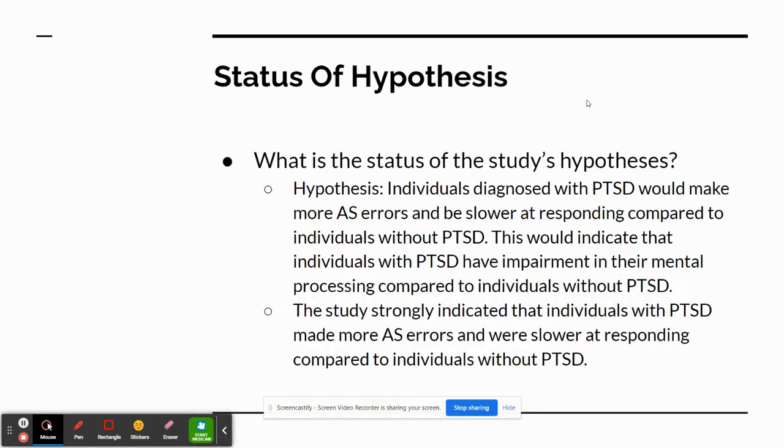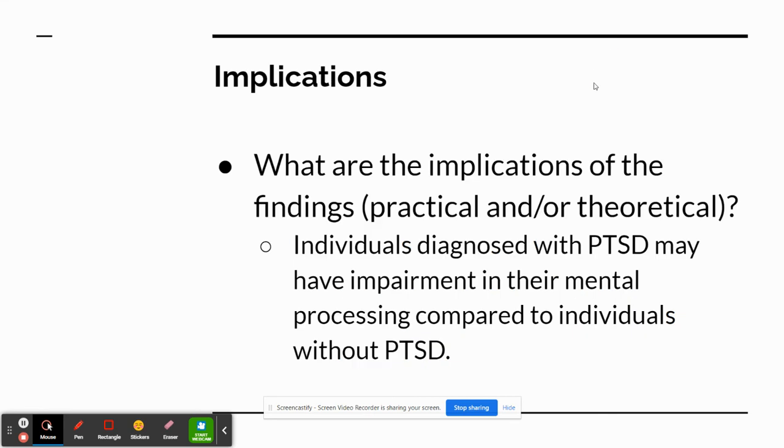All right, in discussion. Status of hypothesis. What is the status of the study's hypothesis? So, to reiterate the hypothesis for this experiment, individuals diagnosed with PTSD would make more AS errors and be slower at responding compared to individuals without PTSD. This would indicate that individuals with PTSD have impairment in their mental processing compared to individuals without PTSD. So the study strongly indicated that individuals with PTSD made more AS errors and were slower at responding compared to individuals without PTSD.